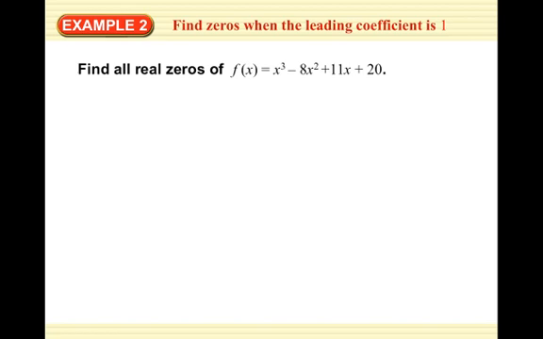I want to find my list of all possible rational zeros. You need to understand that that's what you need to do in this case. It's not going to tell you to do that, but that's how you're going to get started.